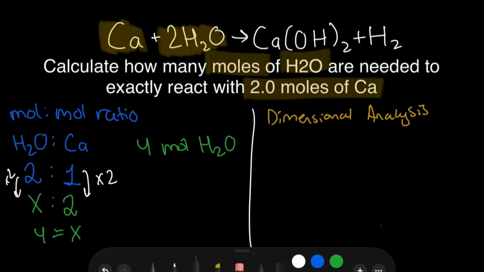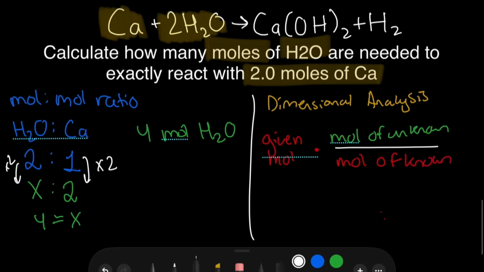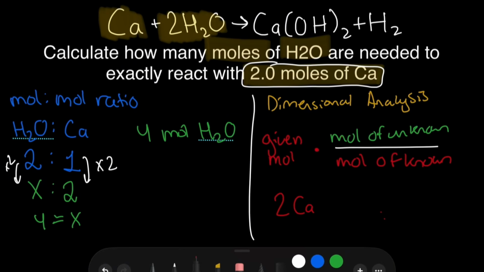And for the next method, I need to multiply my given amount of moles times the mole of unknown divided by the mole of known. So how many moles am I given? Well, in the problem, it says I'm given 2 moles of calcium. So I can write down 2 Ca. And I'm multiplying it by mole of unknown over mole of known. Well, how many known moles of calcium do I have according to the chemical equation? Well, I have 1. So I write down 1 Ca.